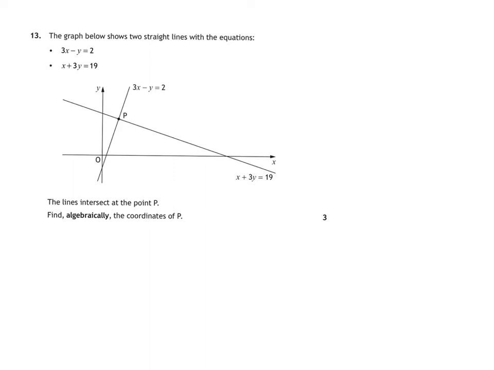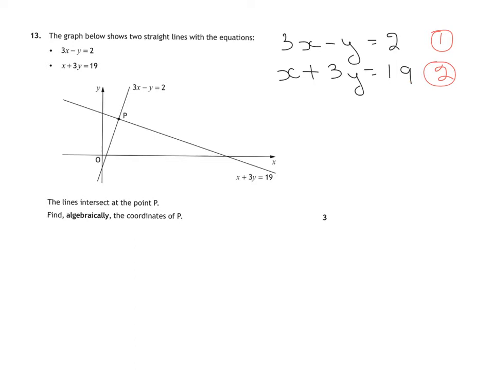How do we find where two lines meet? Simultaneous equations. So go and have a try, stop the video. Okay, let's start setting this up. So we've got 3x minus y is equal to 2, that's our equation 1, and x plus 3y is equal to 19, that's our equation 2.